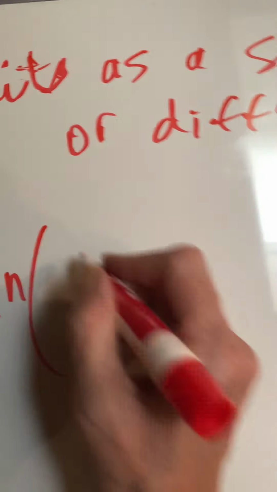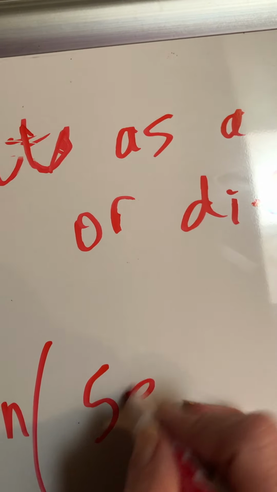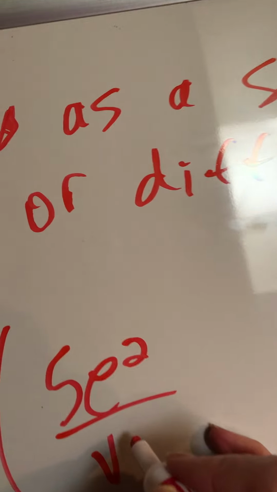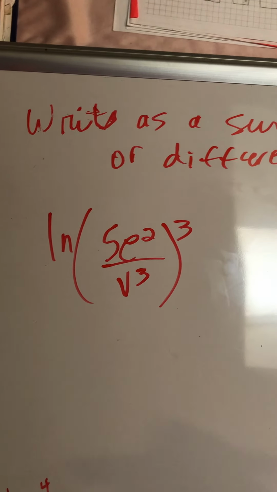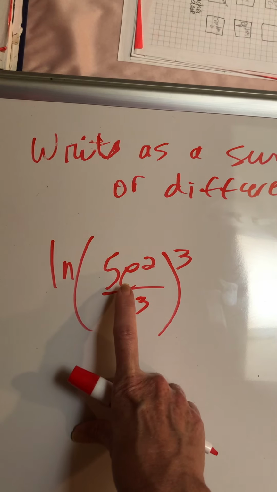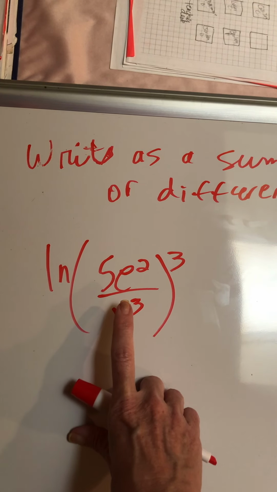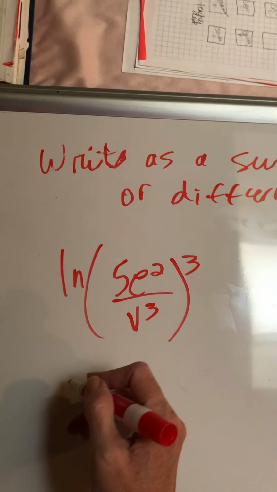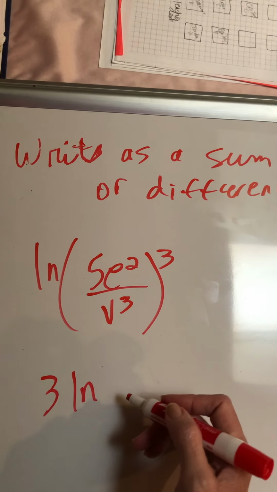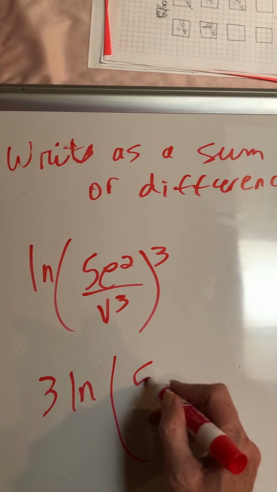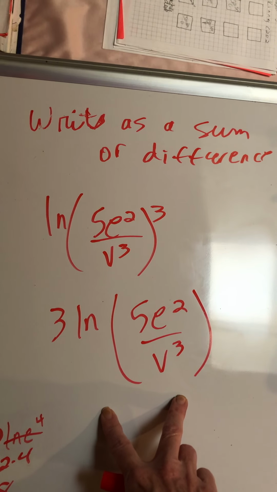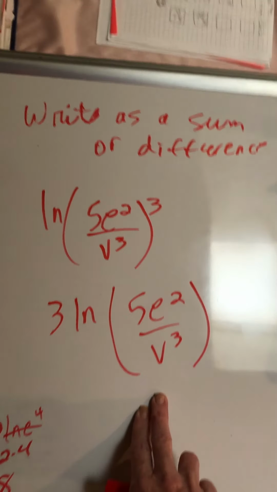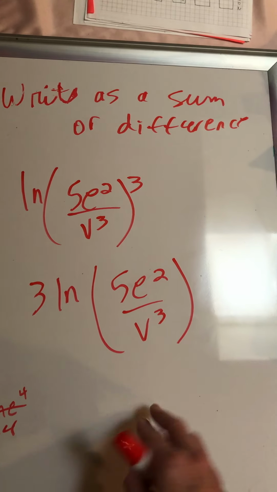Let's see, ln 5e squared over v to the third all cubed. So ln 5e squared all to the third over v cubed. So these are being multiplied, so they're going to be added. This is being divided, so it's going to be subtracted. And then the 3 goes in front, so 3 ln 5e squared over v cubed. So some of you could probably do what I'm doing in 2 steps and 1 step. I don't care. As long as you show me what you do, I'm fine, okay?